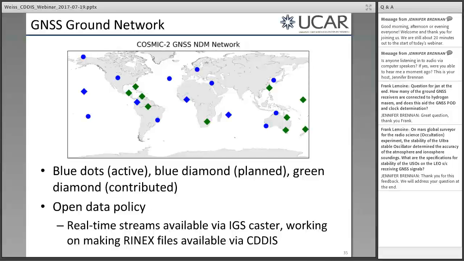The blue dots are the ones that are operational right now. We have a few more in the works. And we also get some contributions from other agencies. So the data from our sites, we are already making available in real time where we can support it in terms of the comm situation at the different sites. And we're hoping to make the RANX files available in the near future, also via CDDIS.